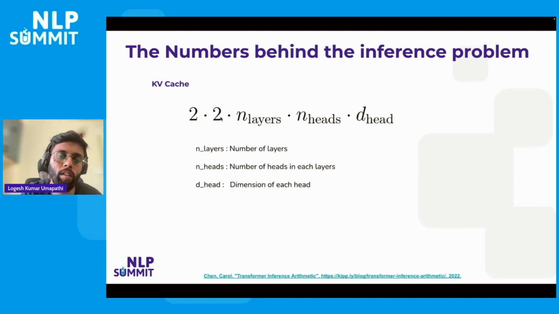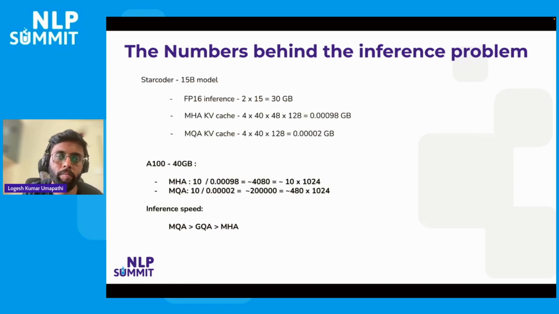And the second two assumes that this is an FP16 based inference, so 2 bytes per parameter. That's why we have this calculation: 2 into 2 into number of layers into number of heads and D head. So this should give us an idea of how much memory is required to inference just one single token in a batch. To give an example, let's take StarCoder, a 15 billion model.